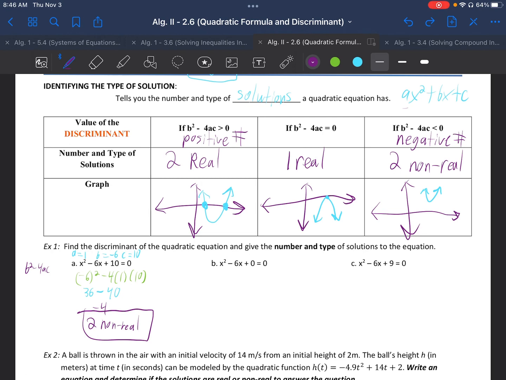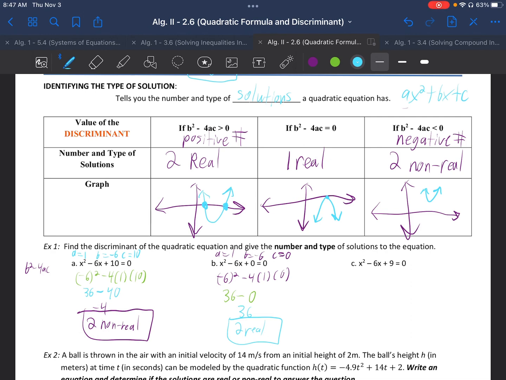Go ahead and try letter B on your own, and then continue on with the video once you have it, or get stuck. All right, here, A is 1, B is negative 6, and C is 0. After this problem, I'm actually no longer going to be writing out what A, B, and C are equal to. Plug that into b squared minus 4ac, and you get negative 6 squared minus 4 times 1 times 0. Well, that's 36 minus 0, because 4 times 1 times 0 is 0. And that would result in 36, which is a positive number, meaning we have two real solutions, and our graph would touch the x-axis twice.